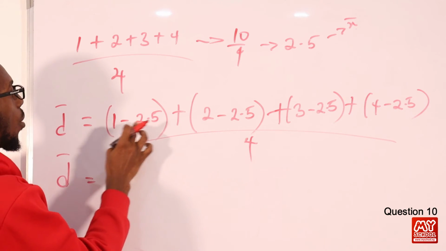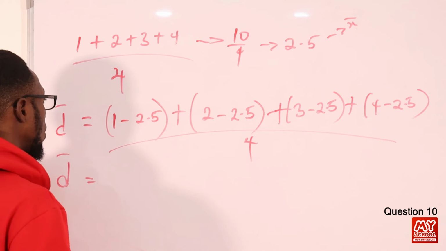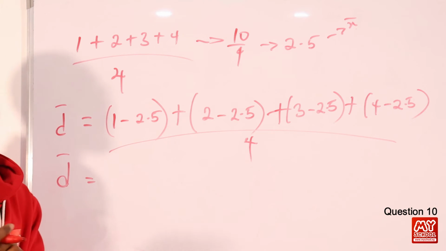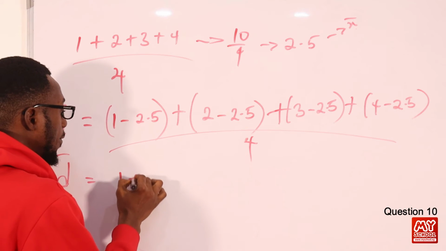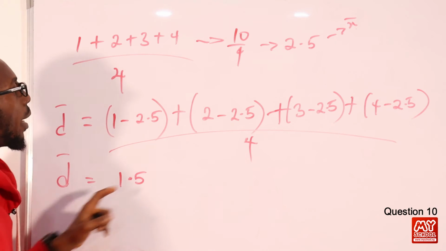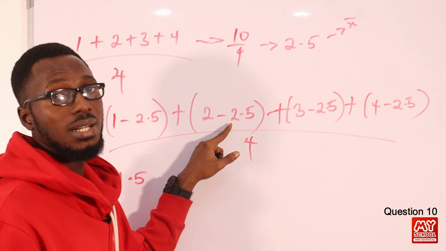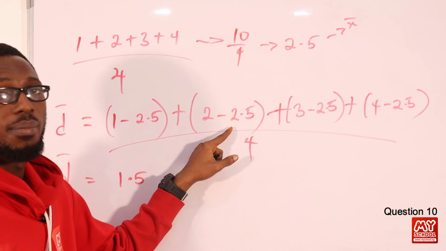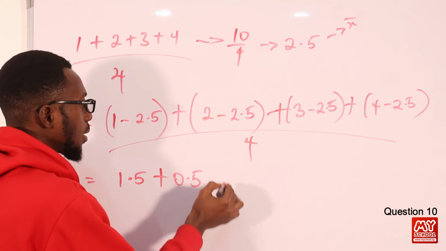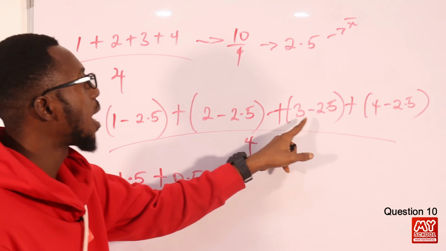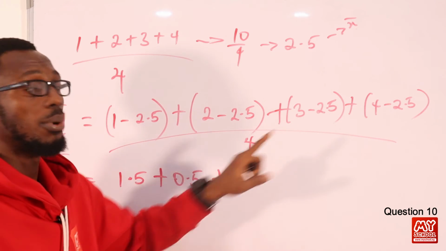So I have 1 minus 2.5, that is actually minus 1.5. But you don't bother about the minus sign, so just put 1.5. Okay, you get that? All right, so 2 minus 2.5, that is actually minus 0.5, but don't bother about the minus. Just make it positive. So 0.5, do we get that? Then added to 3 minus 2.5, that is actually 0.5.